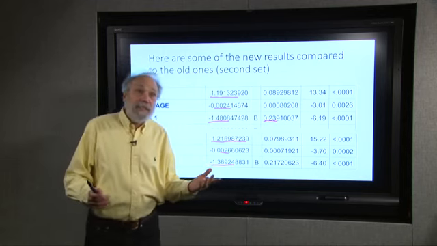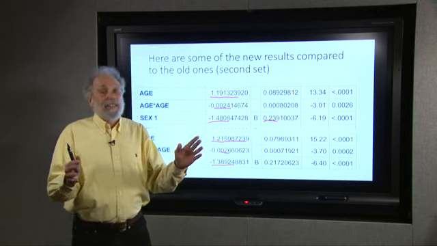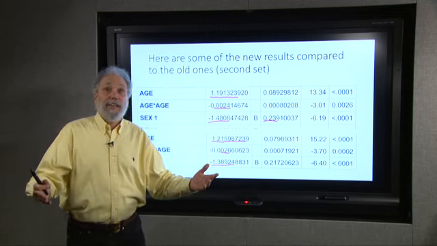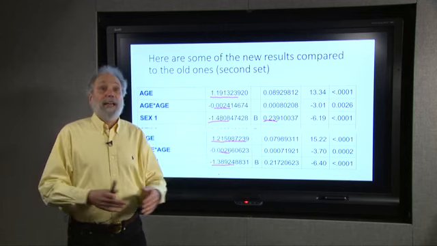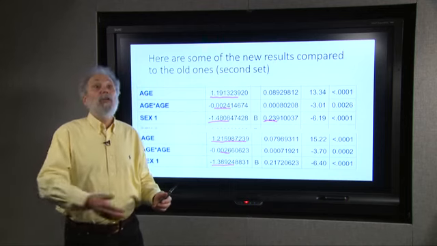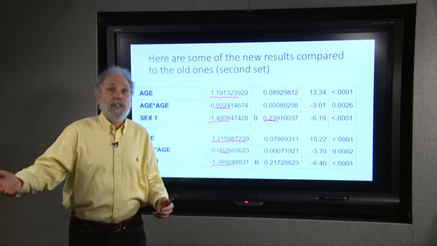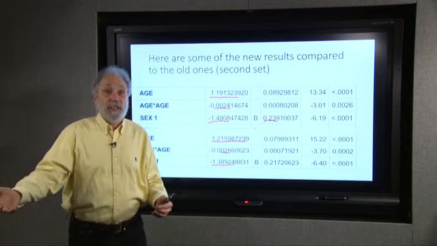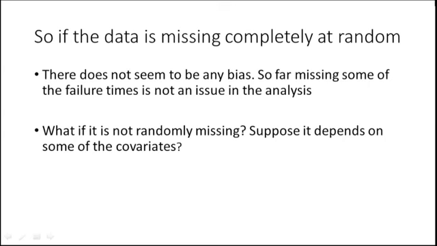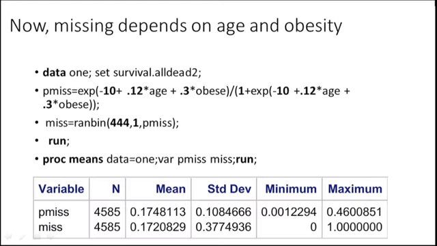Well, that's interesting. But of course, these people were missing at random, right? What if that's not true? What if the older you are or the younger you are, the more likely it is for me not to observe your failure time? What if being missing depends on some of the predictors? Possibly the predictors that I'm interested in for doing my analysis, the exposure of interest. Well, let's take a look.